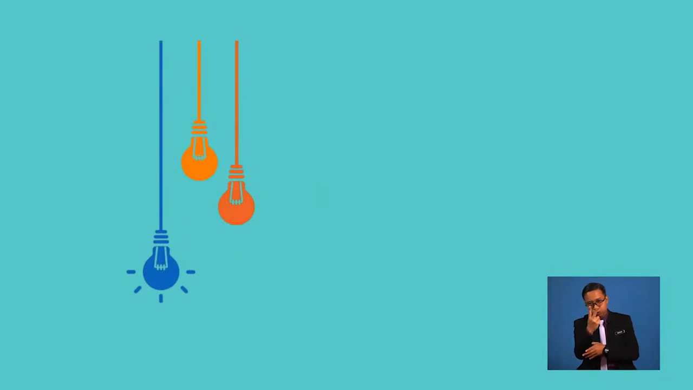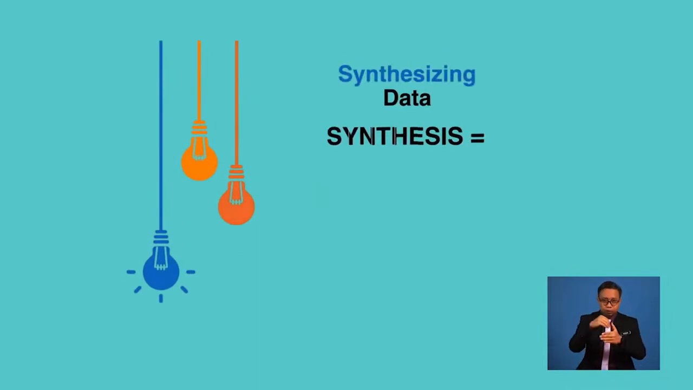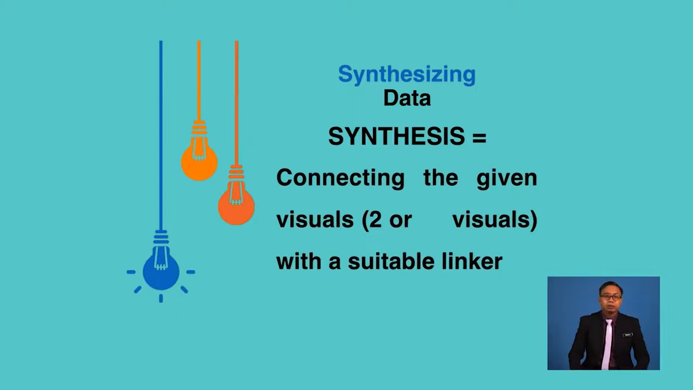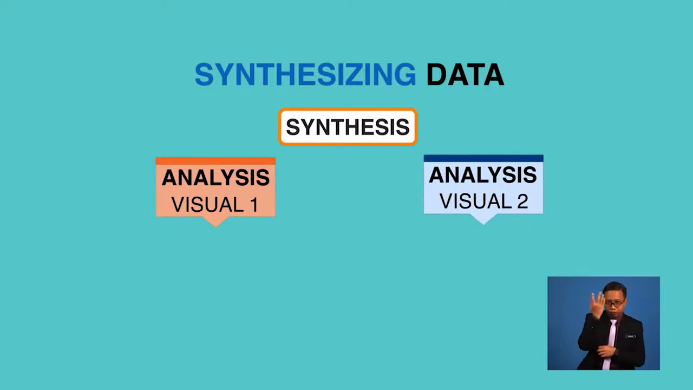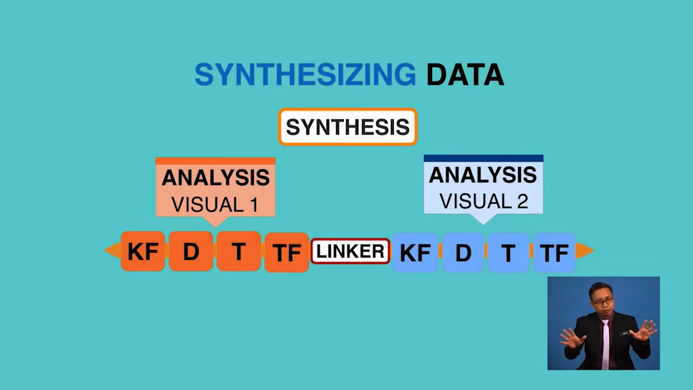Now, let's look at the other component in report writing, which is synthesis. First of all, you have to understand the difference between analysis and synthesis. As mentioned earlier, analysis is an explanation of the trend of key features within the same visual. However, a synthesis is an explanation of trend in two different visuals. This is done by linking visual 1 and visual 2. Or in this case, the link between figure 1 and table 1.